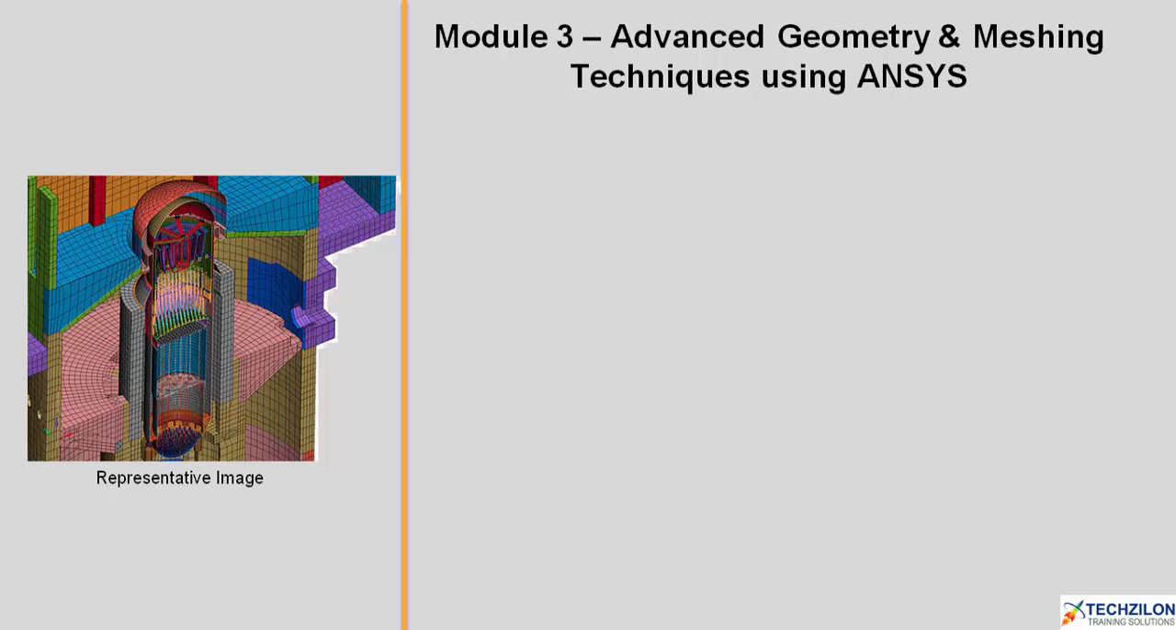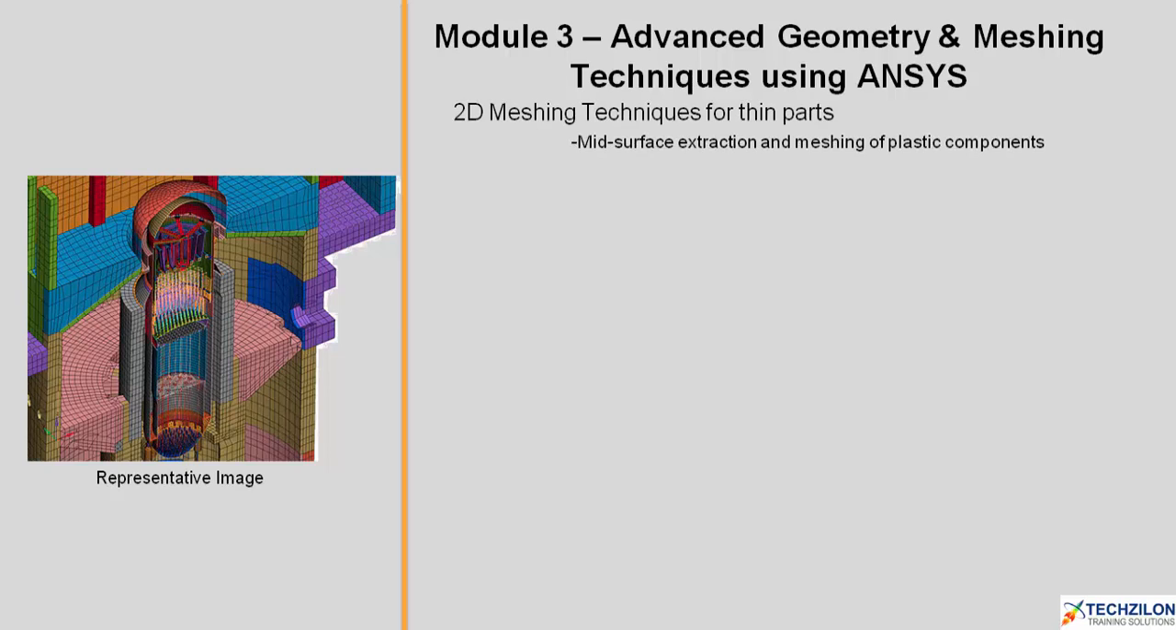In Module 3, we'll be looking into advanced geometry and meshing techniques using ANSYS. We will learn 2D meshing techniques for thin parts, under which you will have mid-surface extraction and meshing of plastic components, mid-surface extraction and meshing of BIW sheet metal components like chassis, etc.